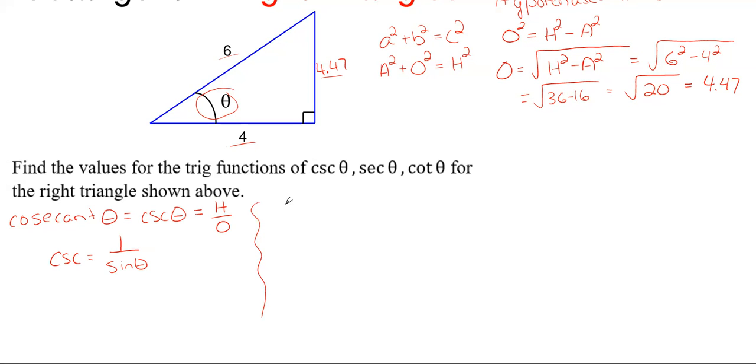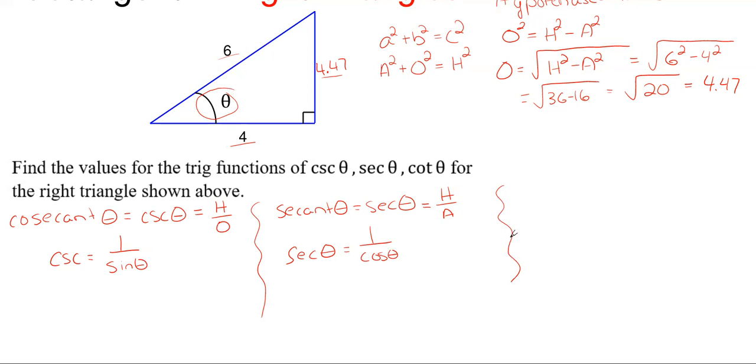And then our secant of our angle, which is abbreviated as SEC, is equal to the hypotenuse over the adjacent side. So once again, if you remember from sine, cosine, and tangent, well, the secant of the angle is essentially 1 over the cosine of the angle, because cosine was adjacent over hypotenuse. 1 over that gives us hypotenuse over adjacent, which is the secant.